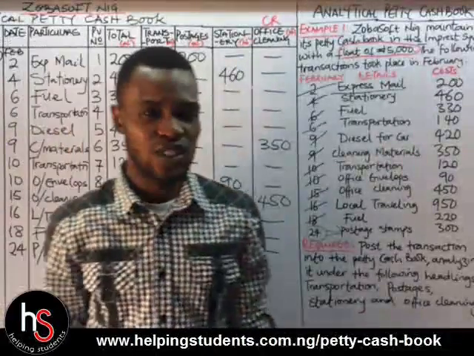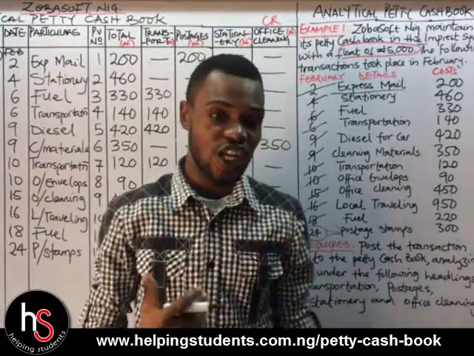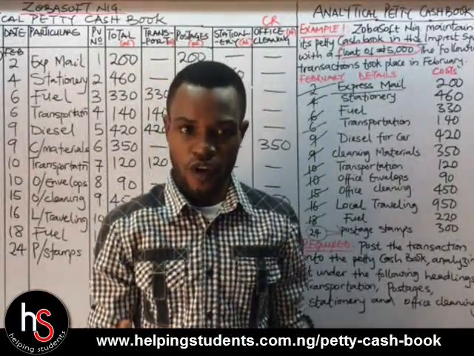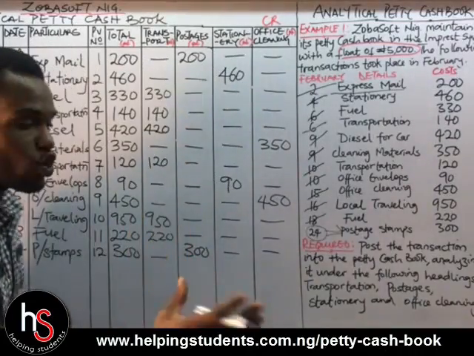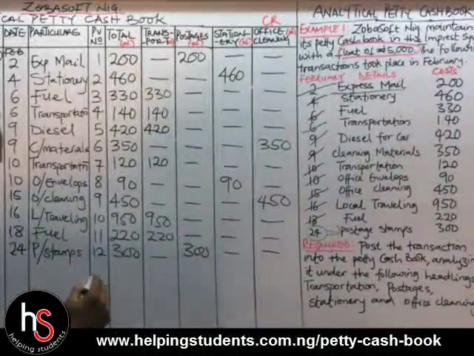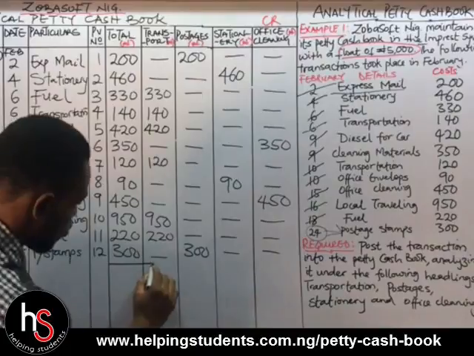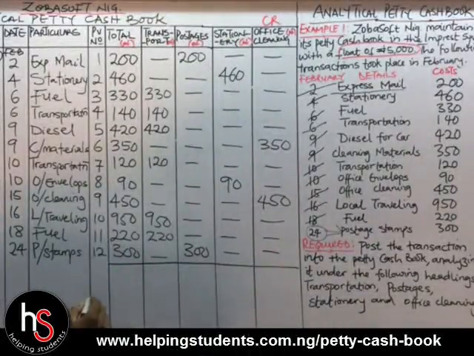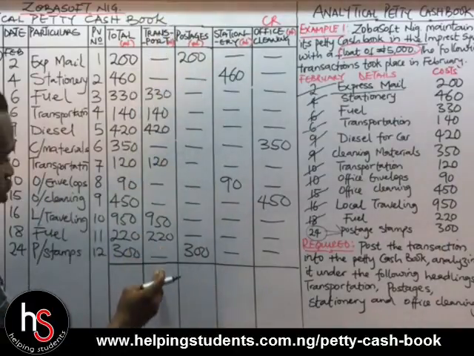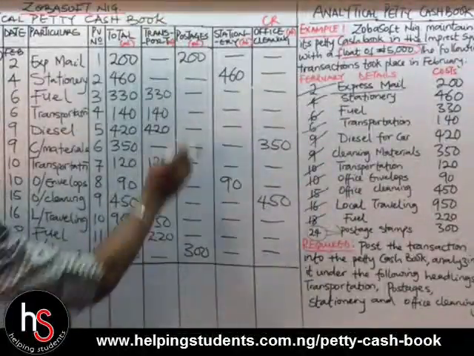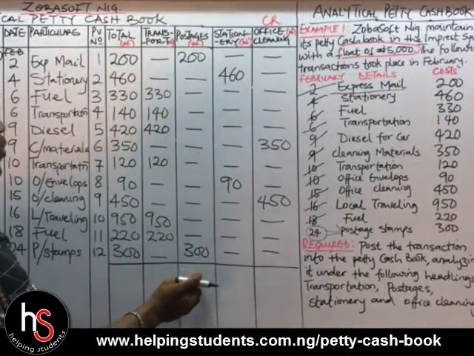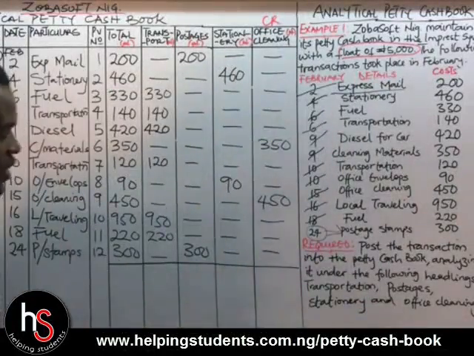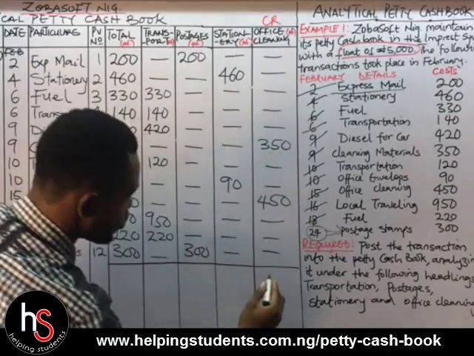We are going to get the total. And a lot of students find it challenging to close this account. So I'm going to simplify it for you. Follow the processes now. The first thing you do is to get the total. And what you do, you rule. When you rule your line, you will get the summation of everything under the transportation, the summation of the postages, summation of stationery, and the summation of the office cleaning. So this gives us 800.